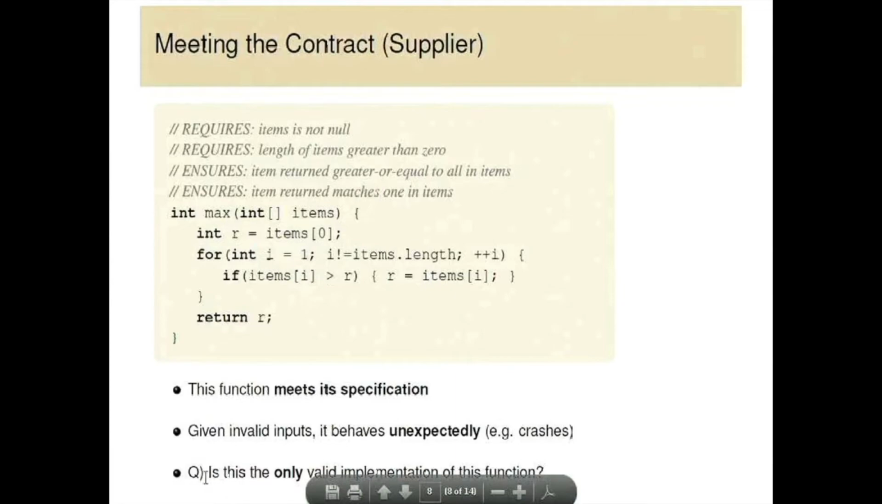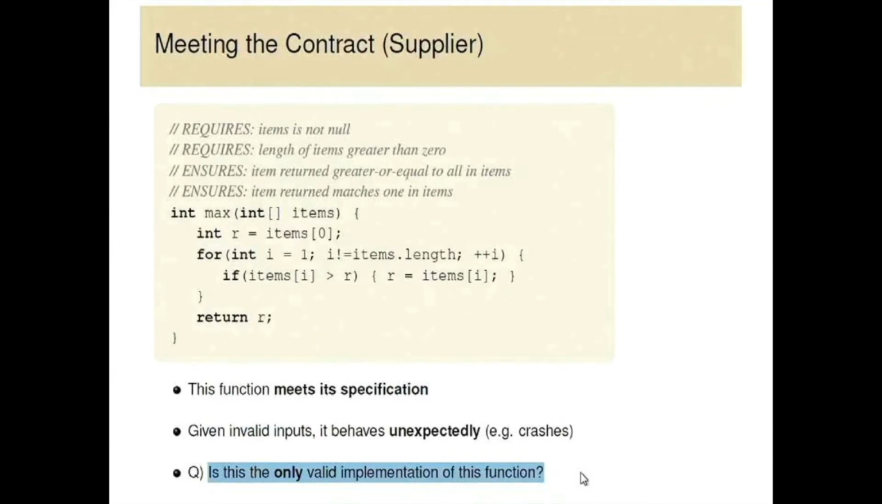And we come down to this other question here, right at the bottom, which we've already touched on a little bit. Is it the only implementation of this function? Is this the only way to write a function in Java that will calculate the maximum number in an array of numbers? So the question is, we've written these preconditions, and I haven't put anything in there to check the preconditions are true, right? And so the question is, well, who's responsible for that?